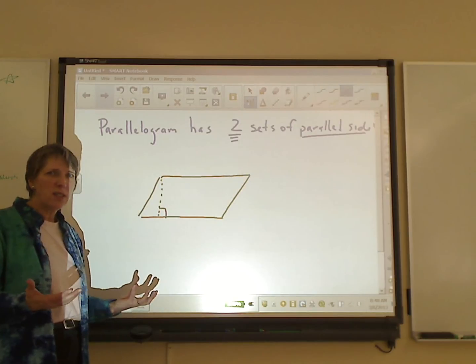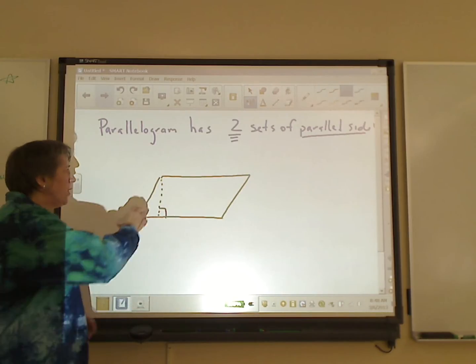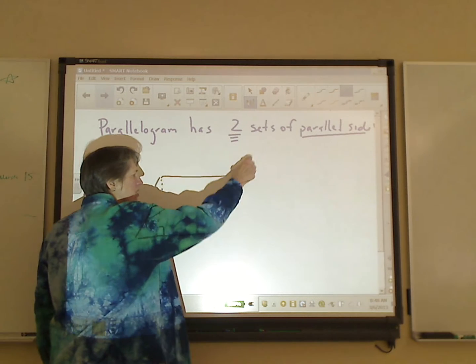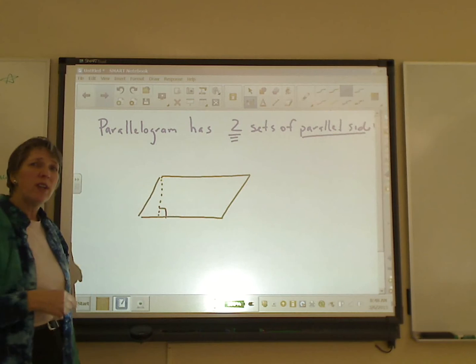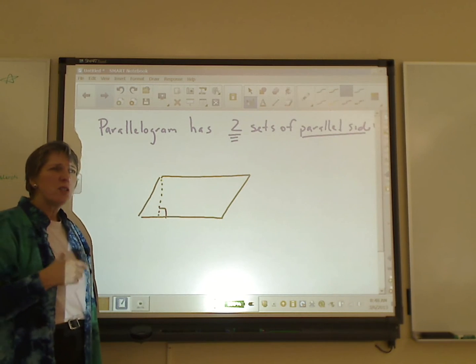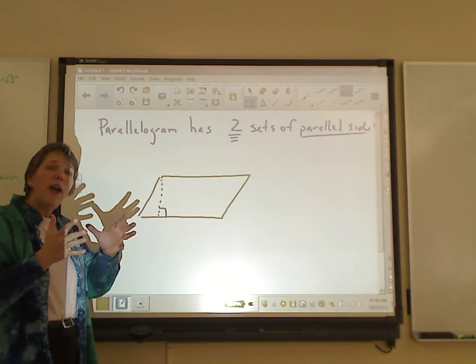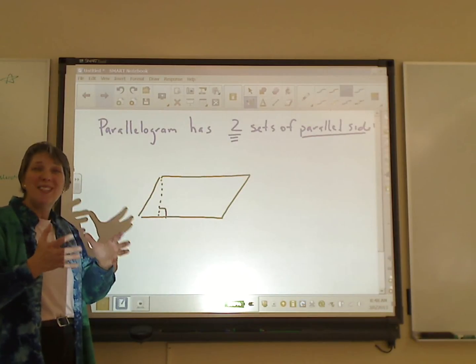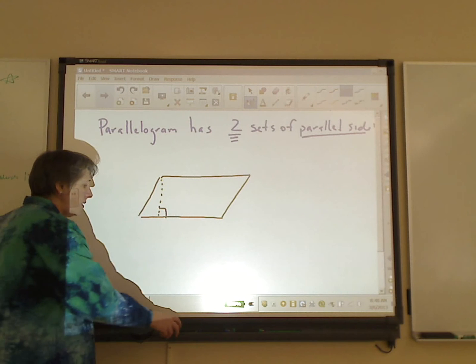And what are parallel sides? If we extended this in all the directions, then they would never intersect. So parallel lines are always the same distance apart. You got to remember that.